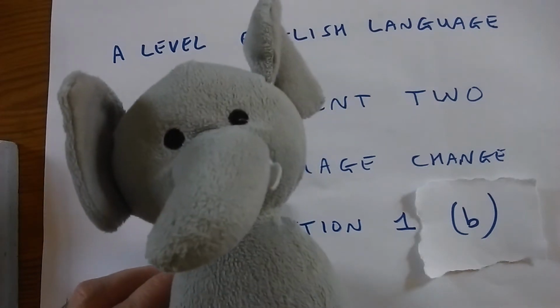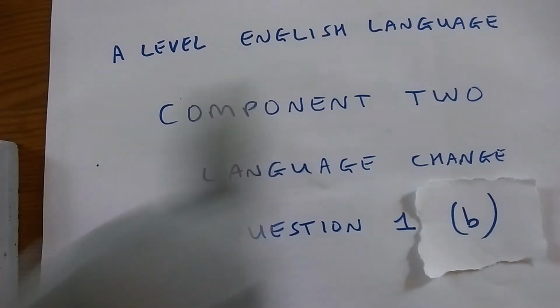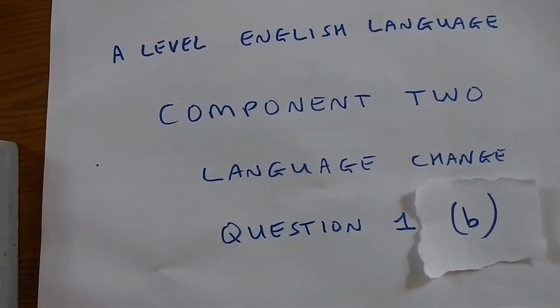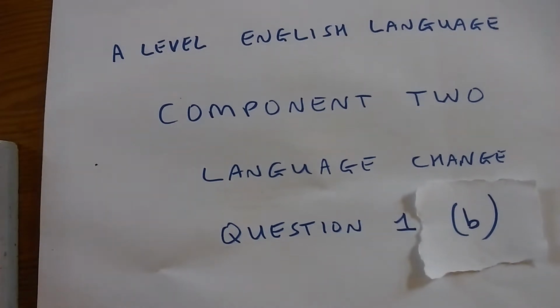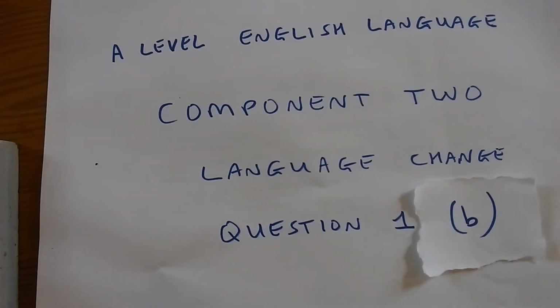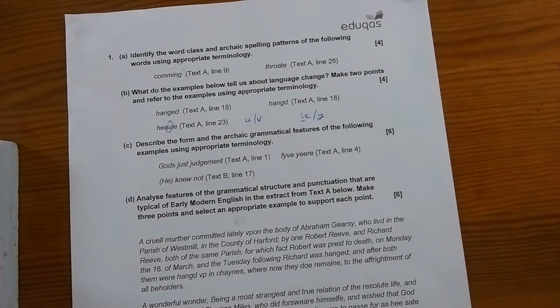Hello, this revision video is for A-Level English Language Component 2, Language Change Question 1b. The key thing in this question 1b is to describe how the language feature is different from present-day English and to suggest why this might be. So we're looking at examples.